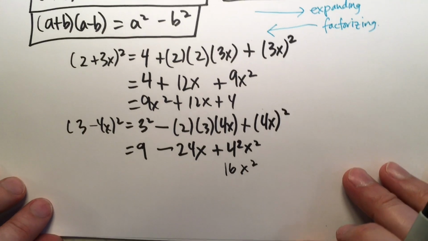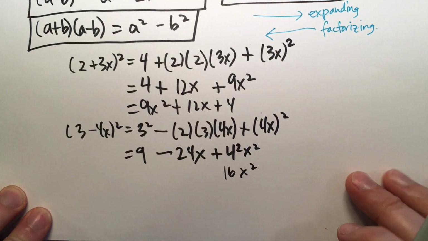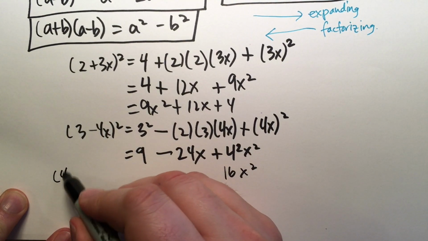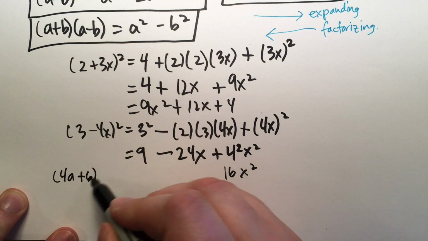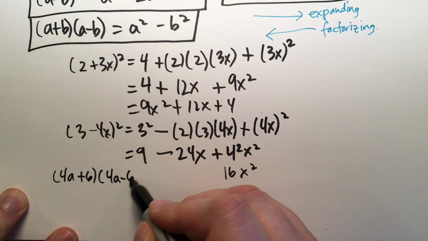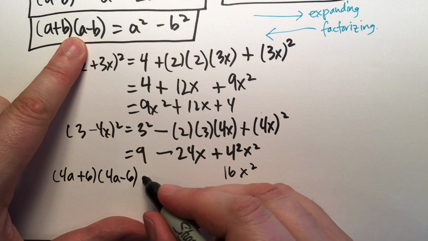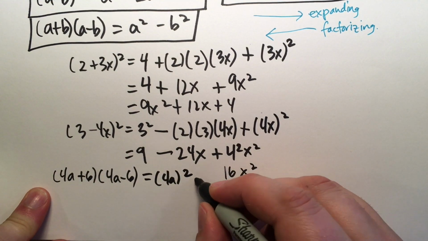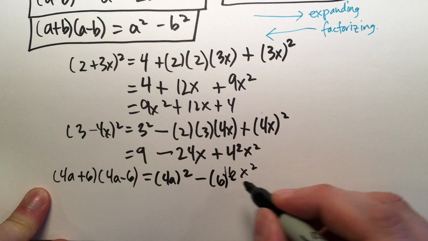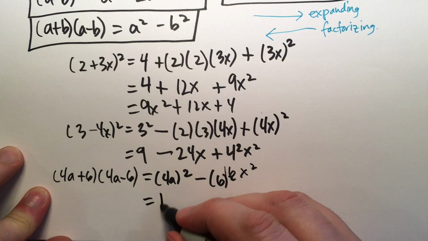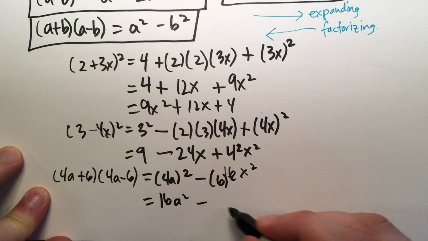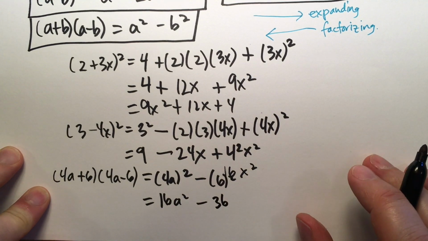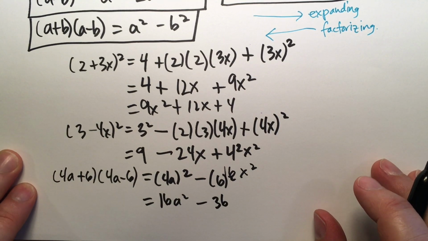And let's do one more. We have just enough room on this one piece of paper, right? So we have 4a plus 6 times 4a minus 6. So we're going to use this one here. So we take the first terms and square them, and we subtract the second term squared. And I ran out of room there, I didn't realize. So we have 16a squared minus 36, because 6 times 6 is 36. Okay.